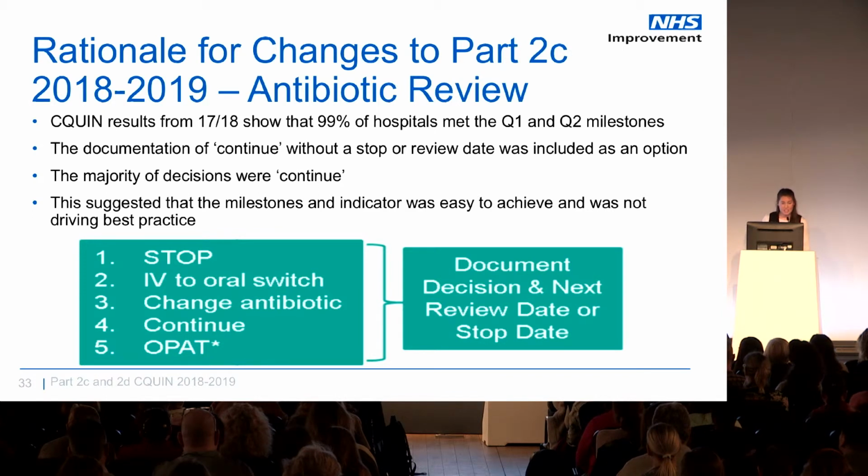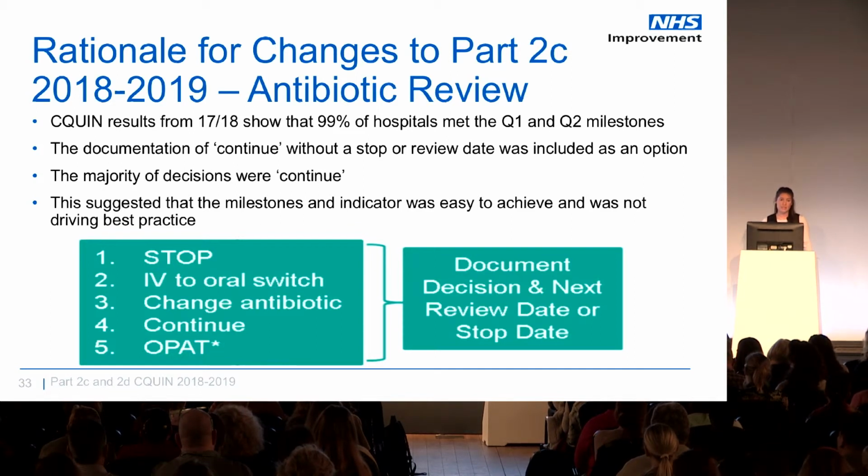So why have we made these changes? Well, as I mentioned before, the CQUIN results from 17-18 show that 99% of hospitals met the Q1 and Q2 milestones. And the documentation of continue without a review date or stop date was included as an option, and this was primarily being documented as the 24 to 72-hour review, with the majority of decisions being continue. So this suggested that the milestones and indicator were easy to achieve and perhaps not best driving best practice.